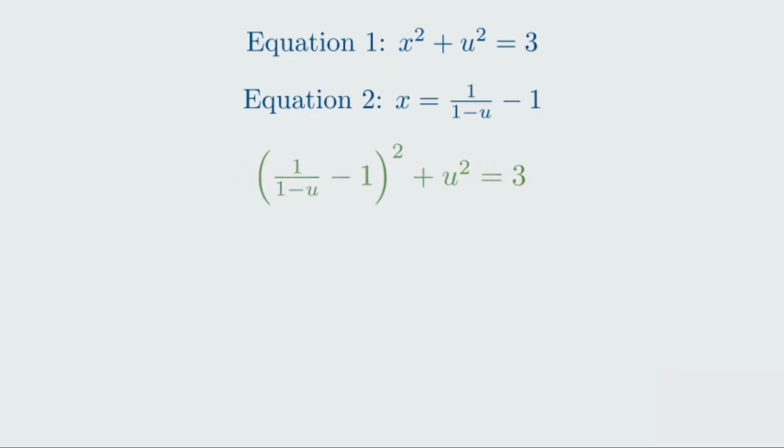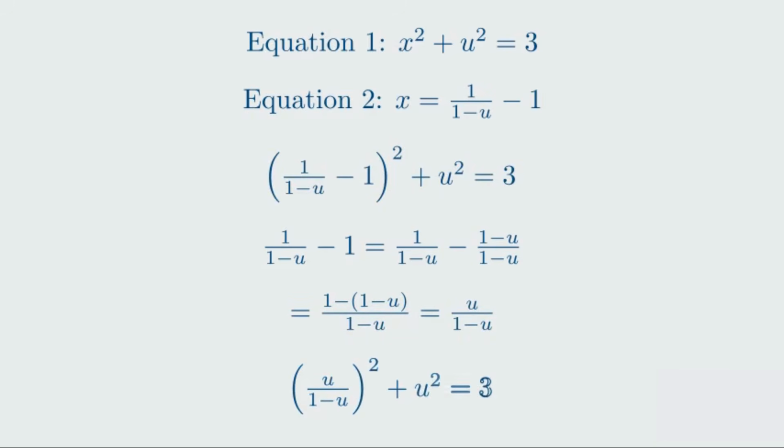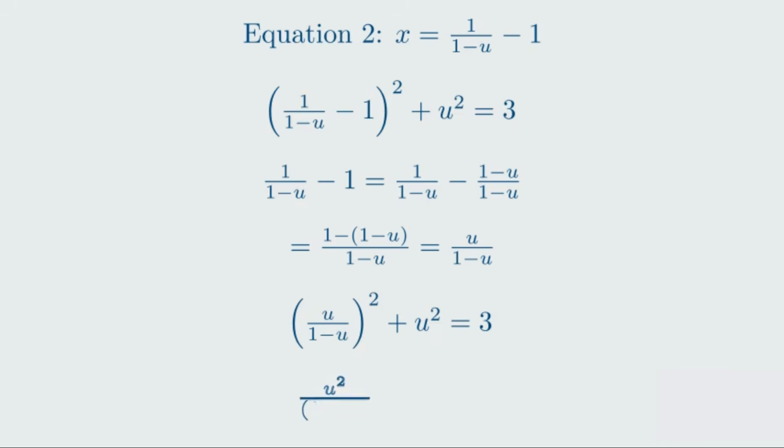Let's simplify the term inside the parentheses. We can find a common denominator. 1 over 1 minus u minus 1 becomes 1 minus the quantity 1 minus u, all over 1 minus u. This simplifies to u over 1 minus u. Now we can substitute this simpler expression back into our main equation. This gives us the square of u over 1 minus u, plus u squared equals 3. Let's expand the squared term. We get u squared over the square of 1 minus u, plus u squared equals 3. We're getting closer to a polynomial equation.